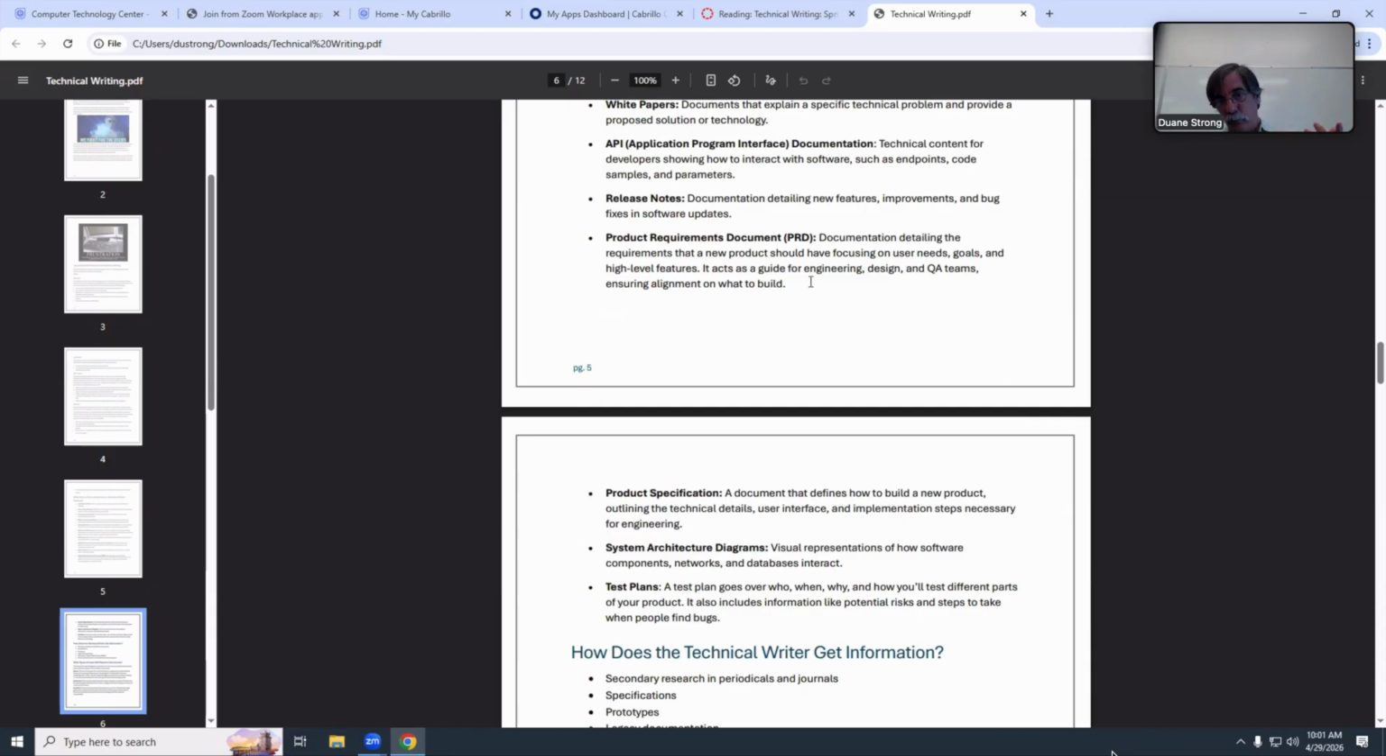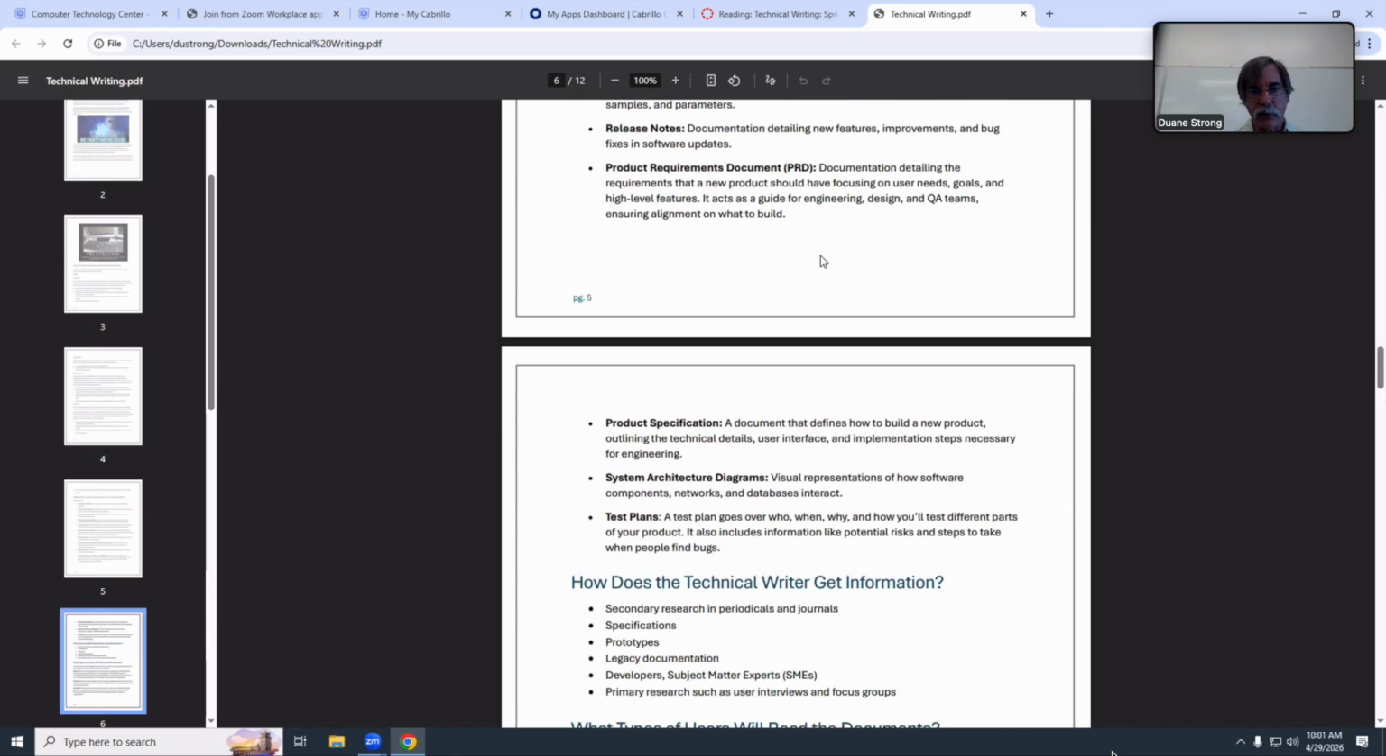Everybody on the team would be like, of course, engineering, the designers, QA team, they all need to be aligned on what we're building. So many products fail because different people have different ideas about what the thing they're actually building.